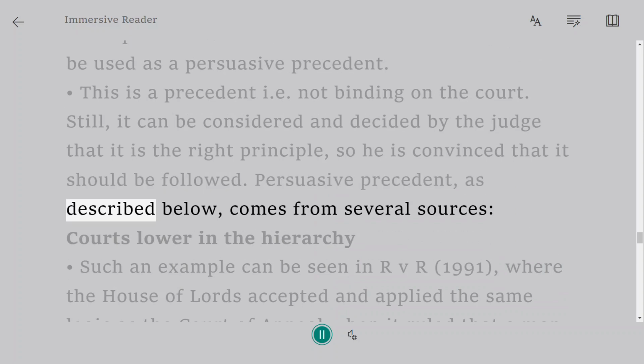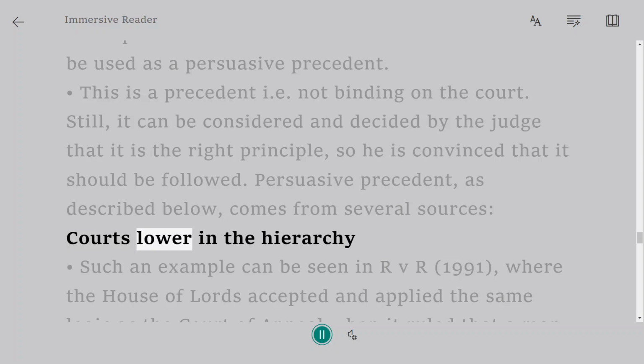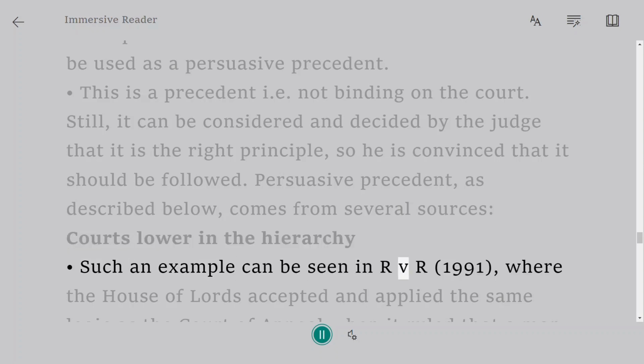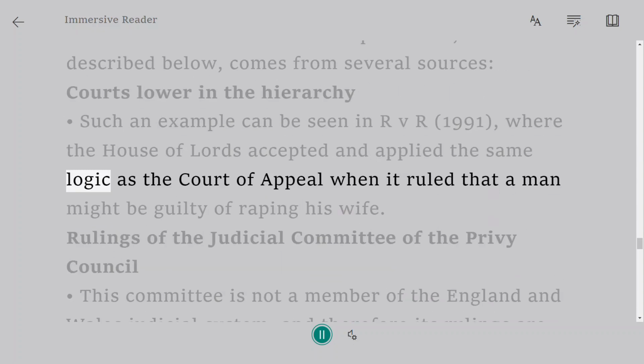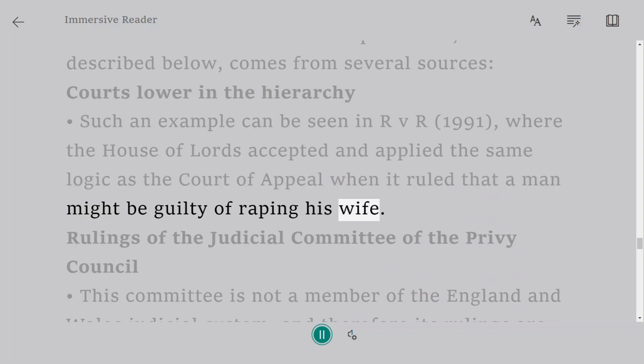Persuasive precedent, as described below, comes from several sources. First, courts lower in the hierarchy. Such an example can be seen in R v R, 1991, where the House of Lords accepted and applied the same logic as the Court of Appeal when it ruled that a man might be guilty of raping his wife.